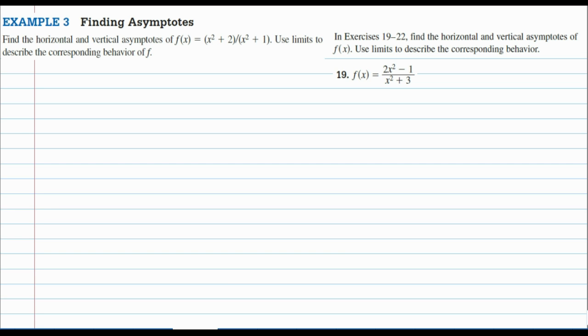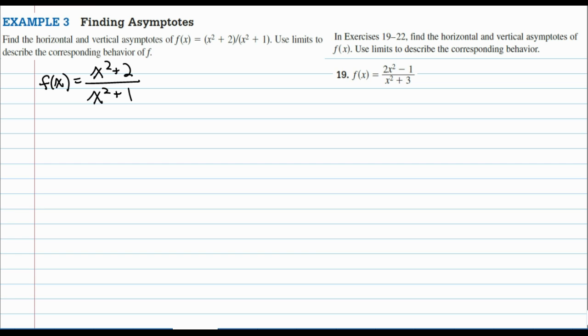Finding asymptotes. Find the horizontal and vertical asymptotes of that function and then use limits to describe the corresponding behavior of f of x. Similar to the last section, if we have a vertical asymptote, we're going to have 2 end behaviors, and if we have a horizontal asymptote, we're going to have 2 more end behaviors. So let's look at f of x written out better than what the book does: x squared plus 2 in the numerator, and x squared plus 1 in the denominator.